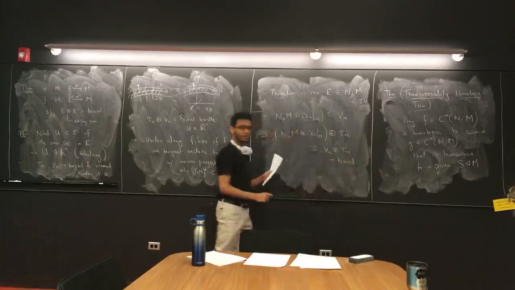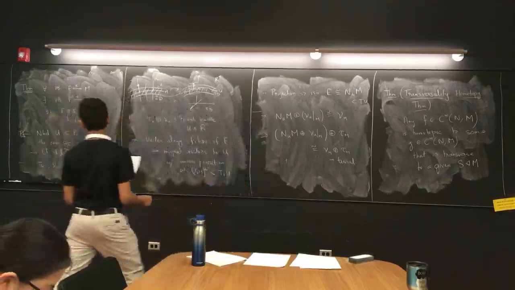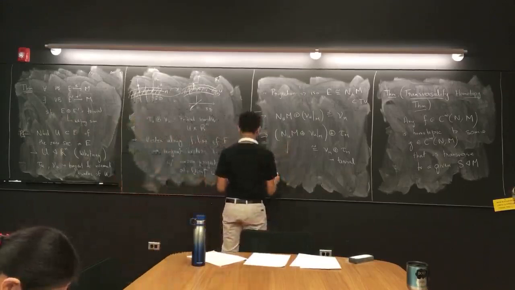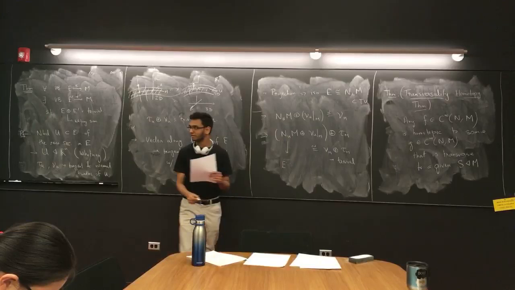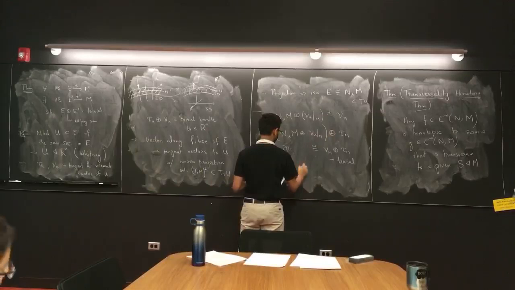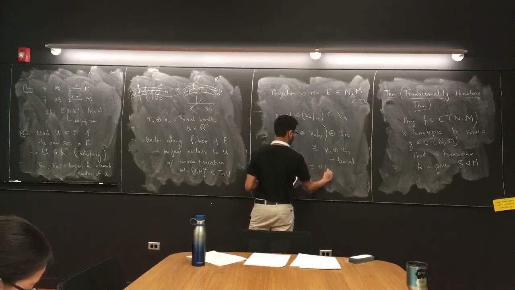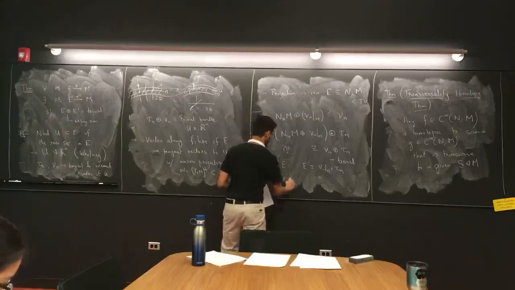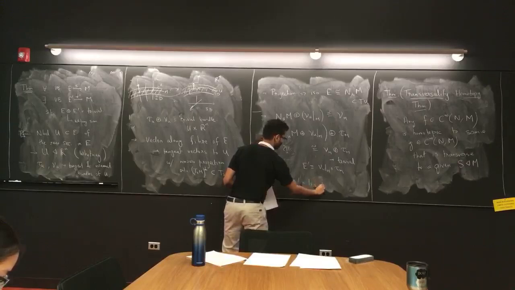Now, what was our E? So this normal bundle, you can retract it back to E. So this is isomorphic to E because of the projection. And whatever remains can be called E prime. And then we have E direct sum E prime is trivial. Any questions?